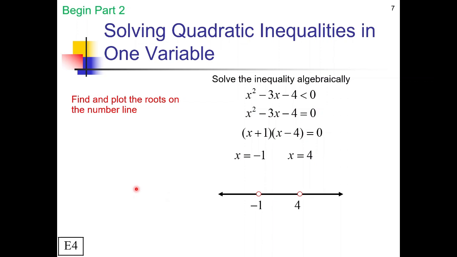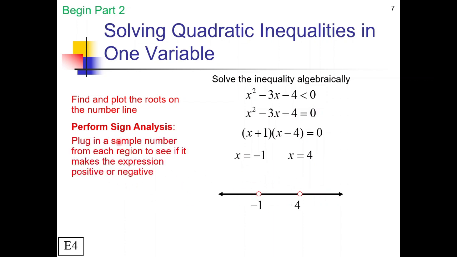Alright, so where do we go from here? So at this point we're going to do something called sign analysis, which is a highly useful technique that extends well beyond just this quadratic stuff. You can use this on polynomials or really anything else. The basic idea is that when we put these zeros on here, we divided this number line up into 1, 2, 3 different regions, or however many we divide it up into. We are going to plug in a sample number from each of these regions to see if it makes this whole expression positive or negative. We're going to do some sign analysis.